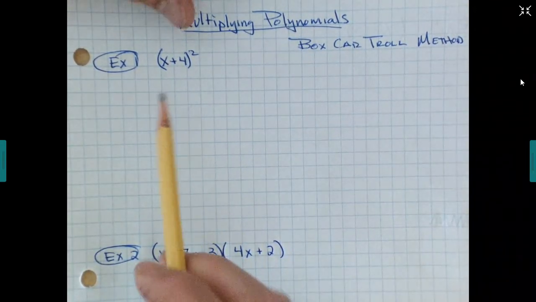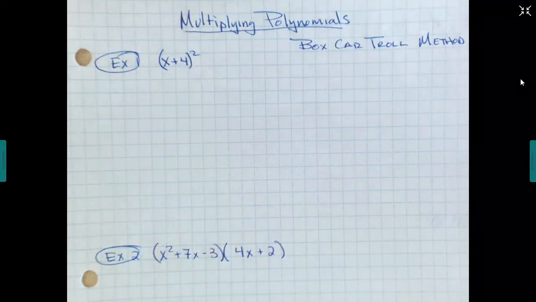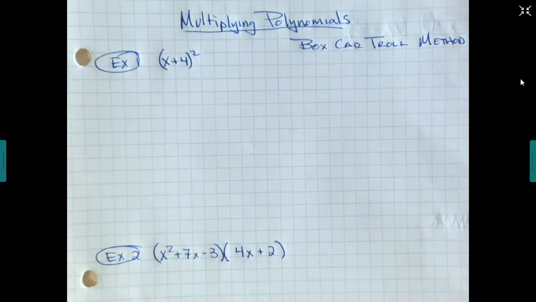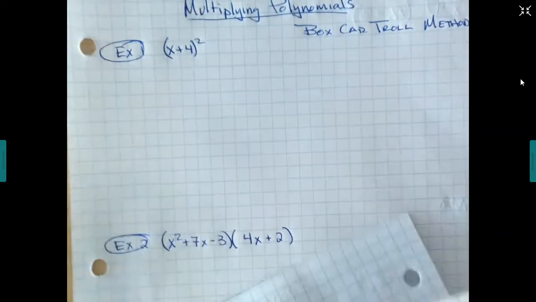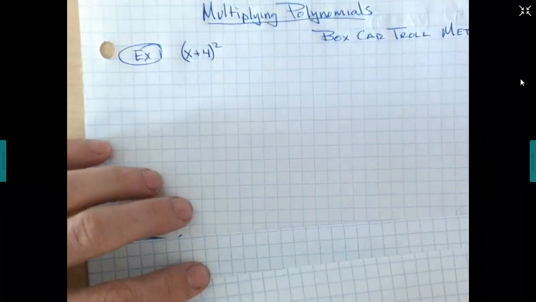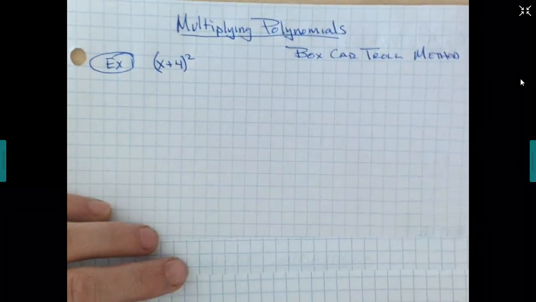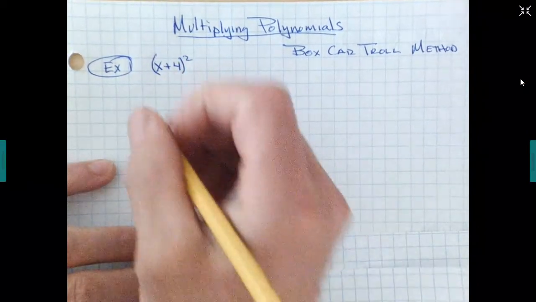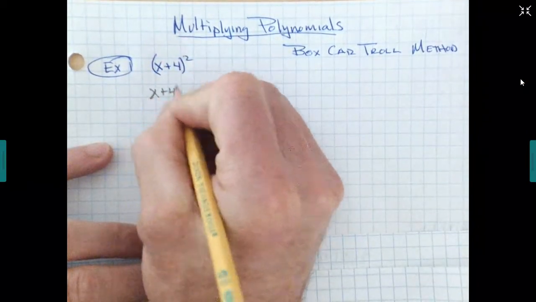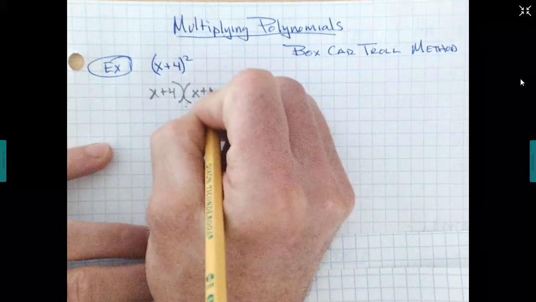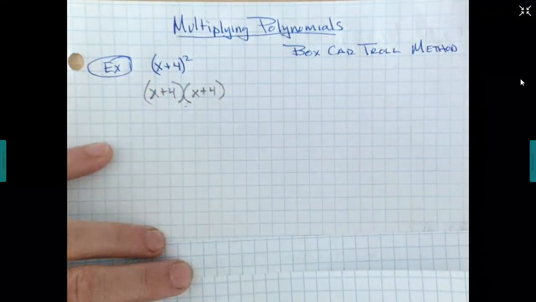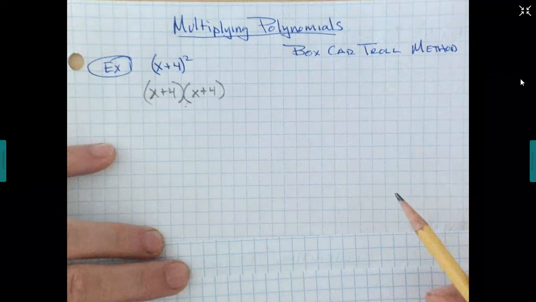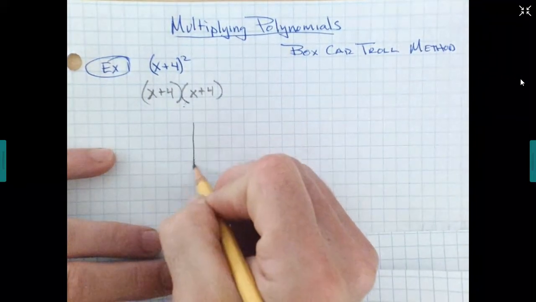So, first question: x plus 4 squared. What is that? Wrong. It is not x squared plus 16. The parentheses mean that we have to square the whole thing. So what this is, is x plus 4 times x plus 4. And still, that is not x squared plus 16. Let's check out why.